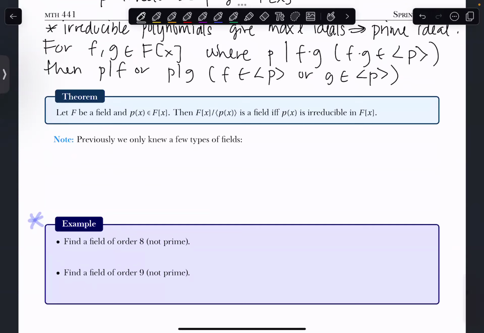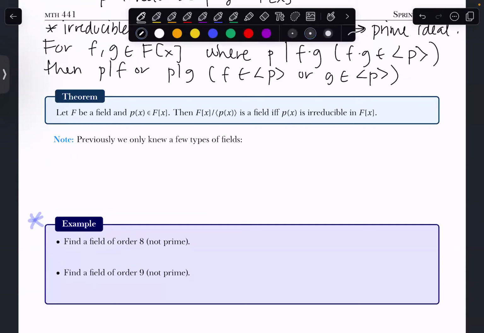Okay, so previously the types of fields that we had were things like the rationals, the reals, complexes, right? Integers didn't work here. And these had characteristic 0, and these were all infinite. Those are not synonymous with each other, but in this case, they both are infinite in characteristic 0. And then some finite ones that we had, the only ones we've seen really are our Z_p, where p is prime. So this is finite, characteristic p, where p is prime.